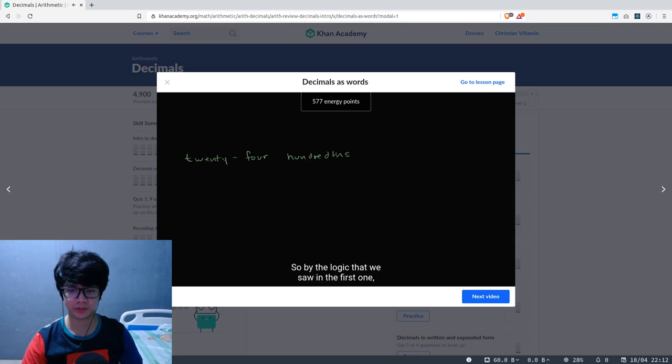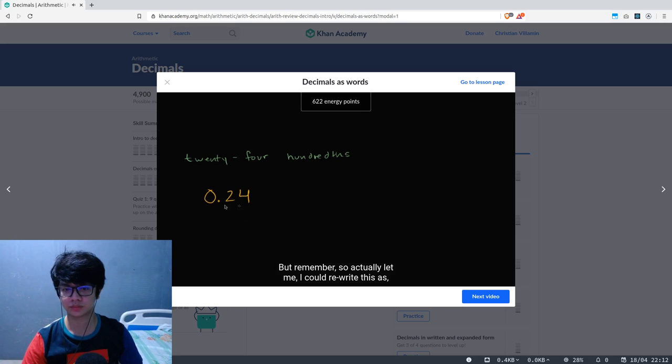24 hundredths. So by the logic that we saw in the first one, we could just write this as, remember, this would be 9 hundredths, and if we went one more hundredth, this would be 10 hundredths. So if we want to do 24 hundredths, it would just be 0.24. And if you're saying, well, wait, this looks like 2 tenths and 4 hundredths, you'd be right.